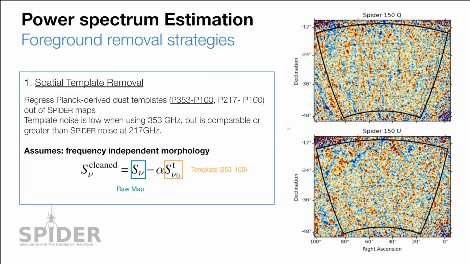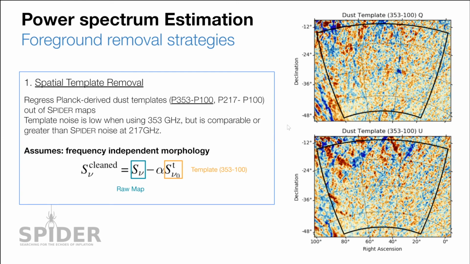For example, these are raw maps from SPIDER, and these are the template maps that we use, derived from Planck. Some very visible structures can be seen in both of the plots.